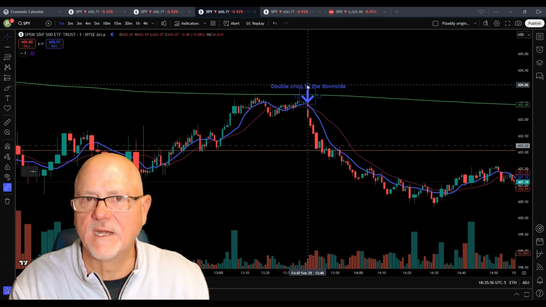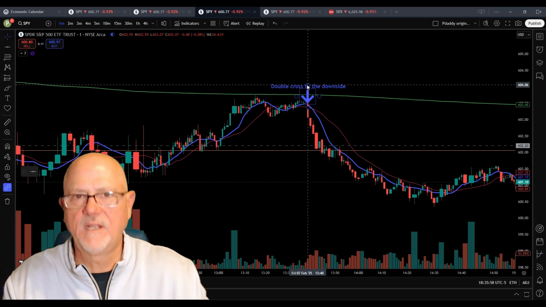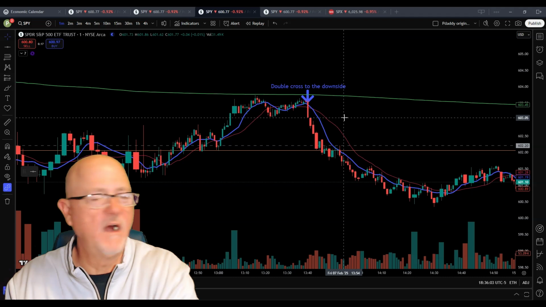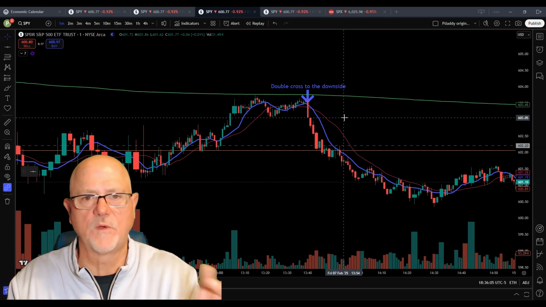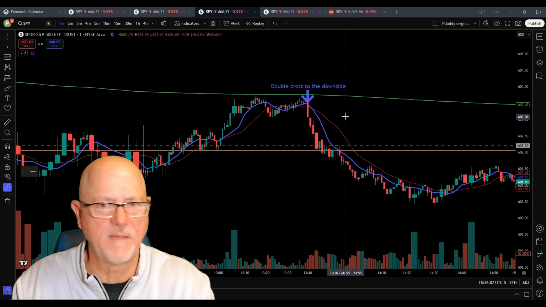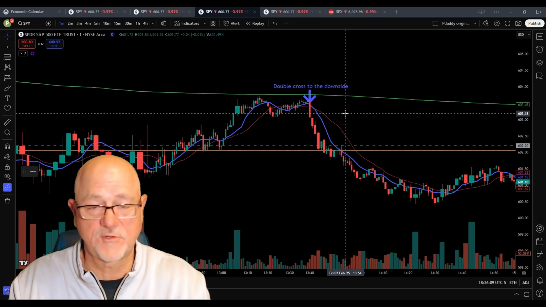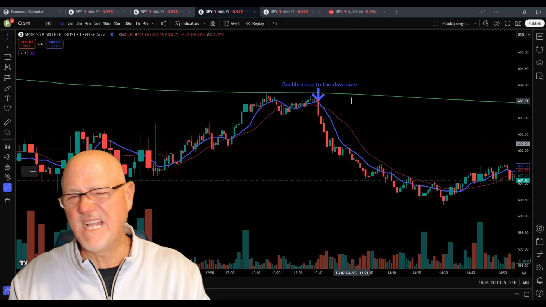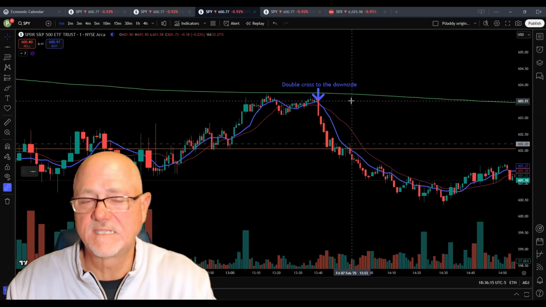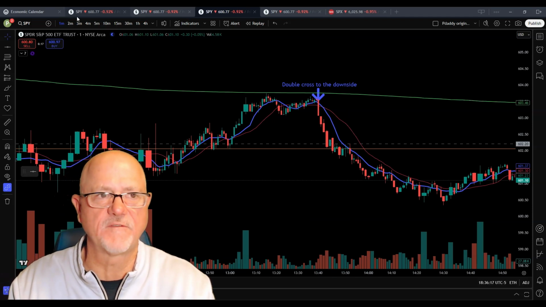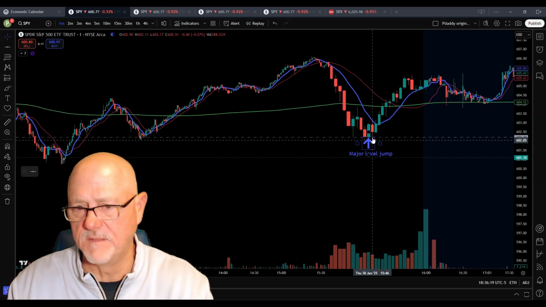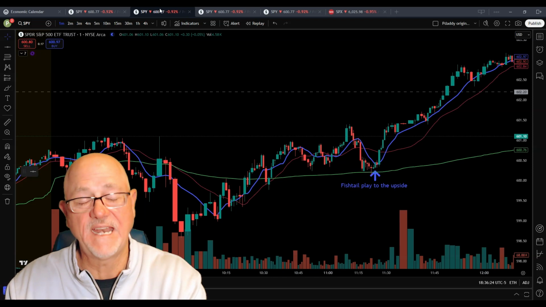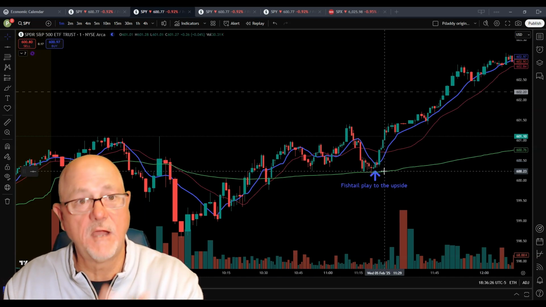You're already past the 20. It's a double cross. Hey, what could be better? Again, folks, this is my favorite tactic of all the different strategies, whether that be to the upside or to the downside. This strategy right here is not as aggressive as either one of the first two plays. So it's not as aggressive as the major level jump, and it's not as aggressive as the fishtail play.